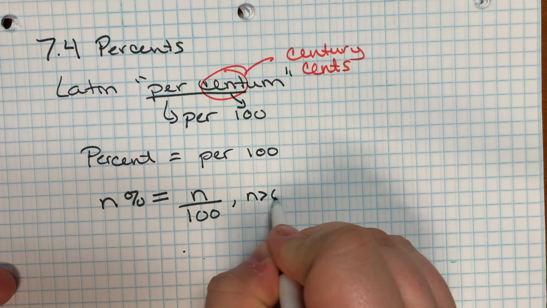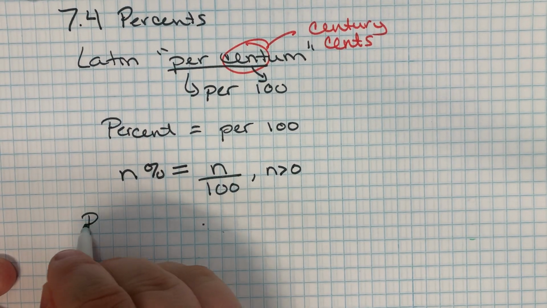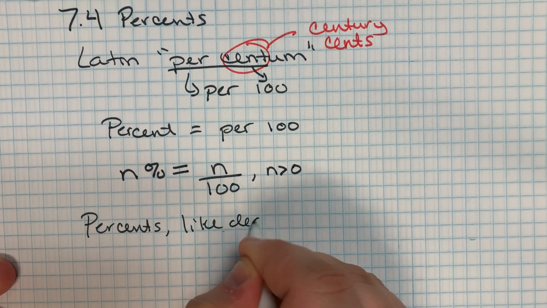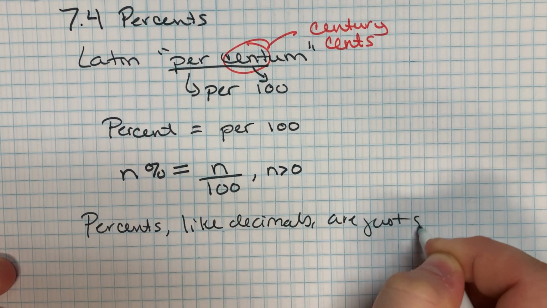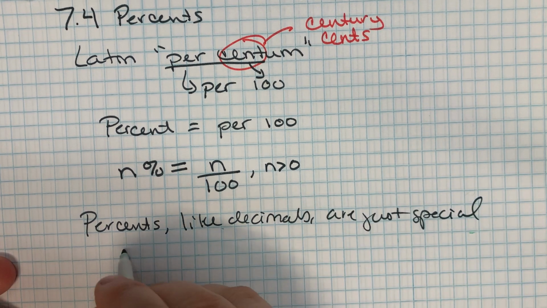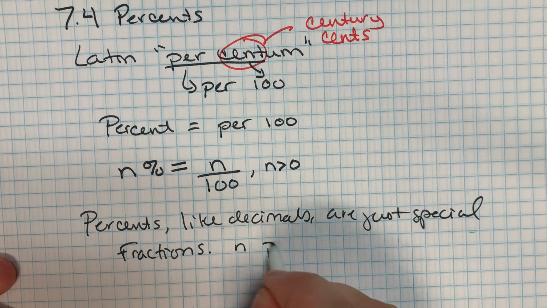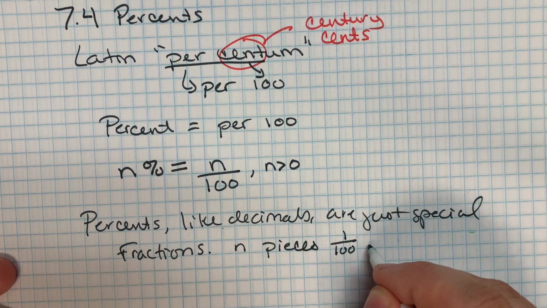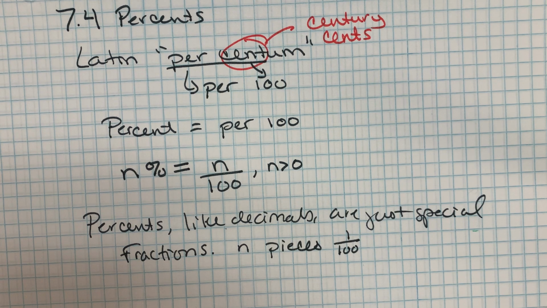And we'll always talk about n being positive. So percents, like decimals, are just special fractions. We have n pieces that are 1/100th of the whole. So we have n pieces of 1/100th of the whole.